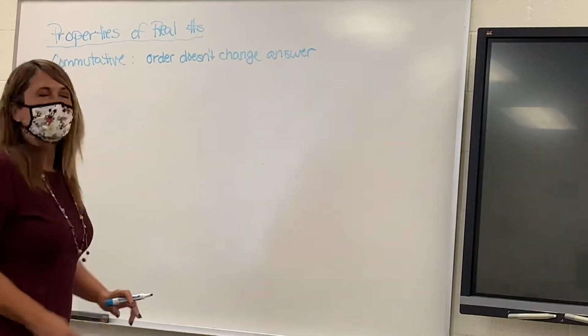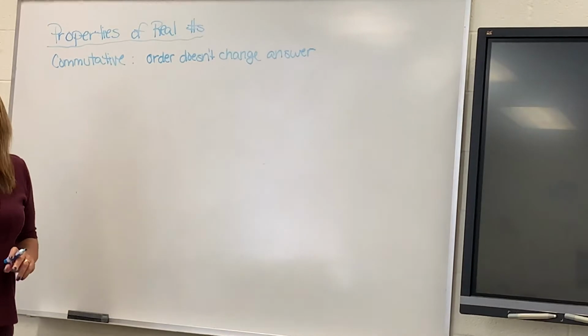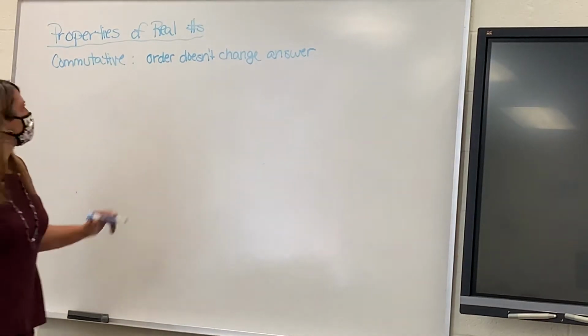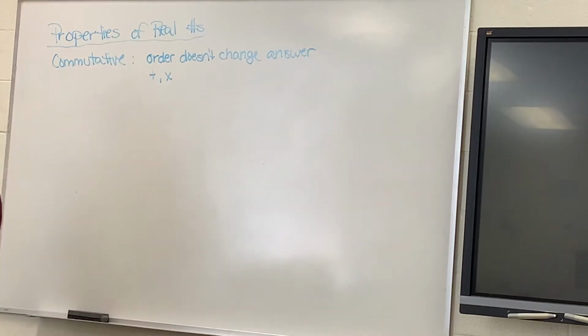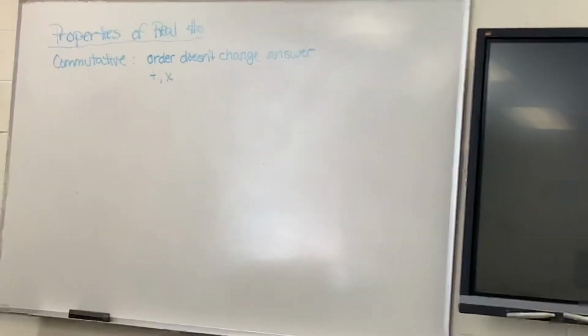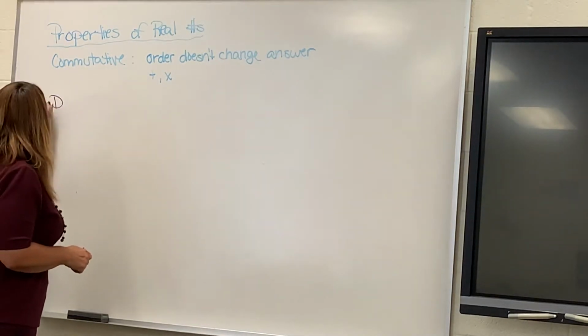What operations does it go to? Caleb? Addition, multiplication. Yeah. I'm gonna switch colors, because the more I write, I want it to be easy to determine which one's which. What's another property you know? Distributive. Good job, Liz.